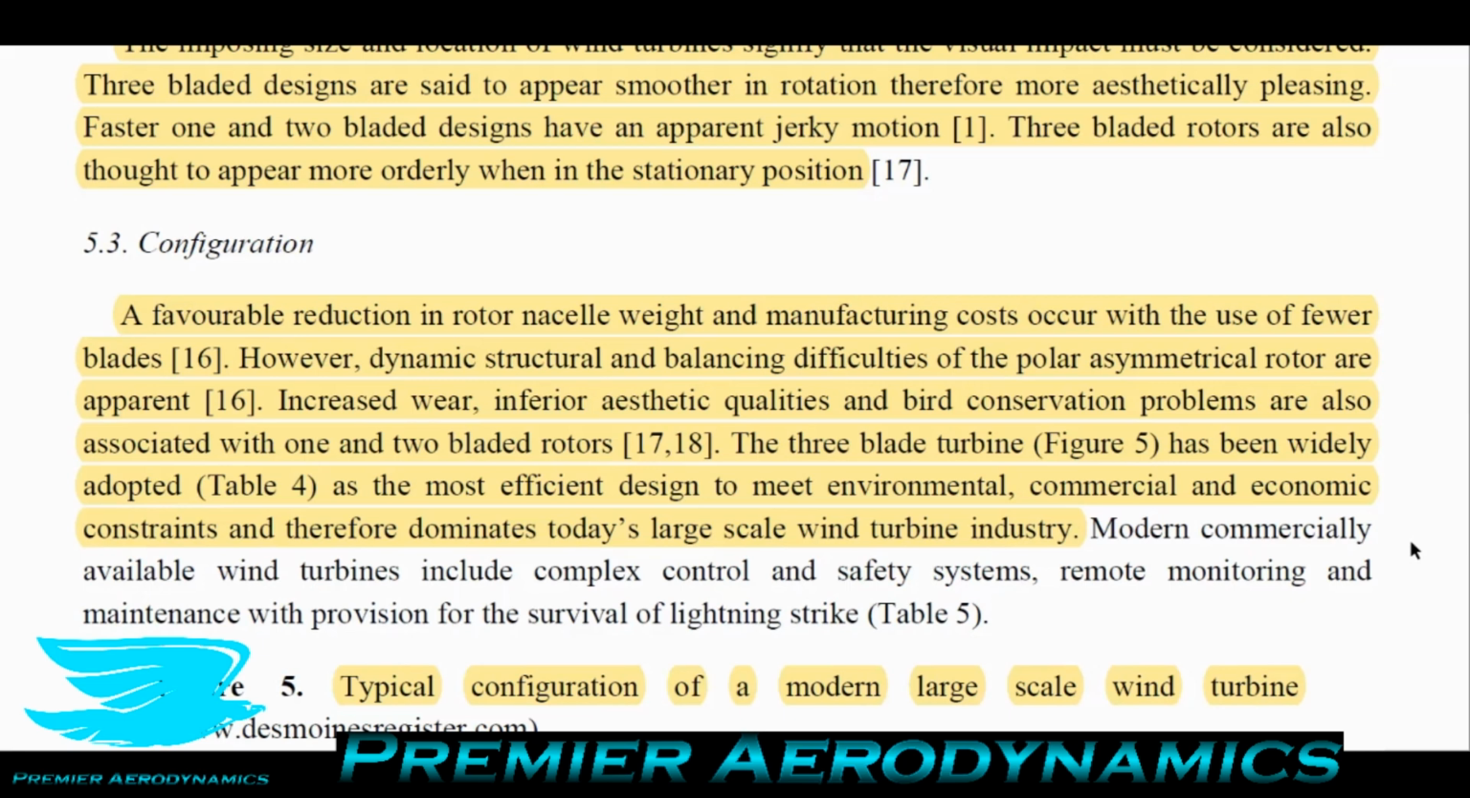This increases wear, and inferior aesthetic qualities and bird conservation problems are also associated with one- and two-bladed rotors. So that's interesting. Apparently, one- and two-bladed rotors kill more birds than three-bladed rotors. I didn't know that. Actually, this reminds me of one thing that I remember. It's good for engineers to keep in mind.